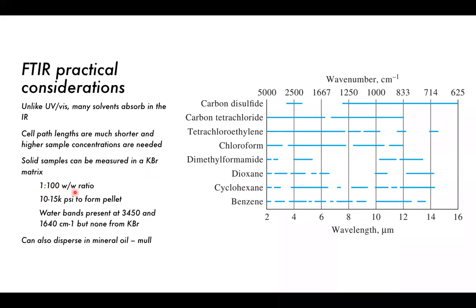So we have here this 1 to 100 weight to weight ratio. We usually use high pressure to form the pellet, just to compress everything so that what we're getting is not just air. The water bands are present at 3,450 and 1,640 wavenumbers, but none of this comes from KBr. It's just the water absorbed on the KBr. We can also disperse it in mineral oil, which is called a mull. So we can either use a KBr matrix or a mineral oil mull. Again, these are just the solvents which are going to be transparent in most FTIR wavelengths.